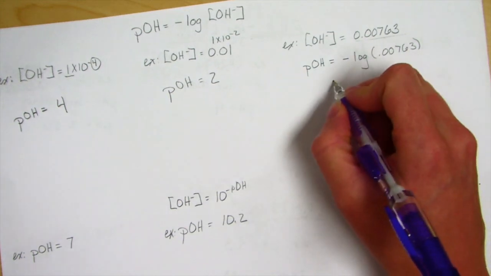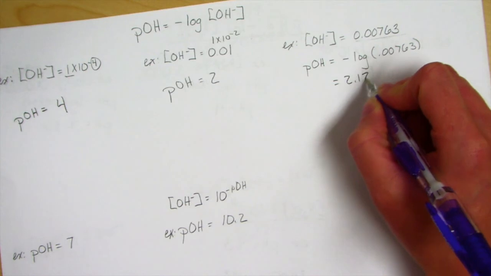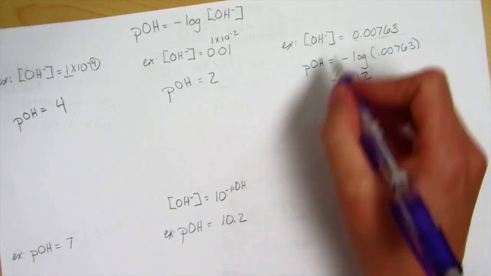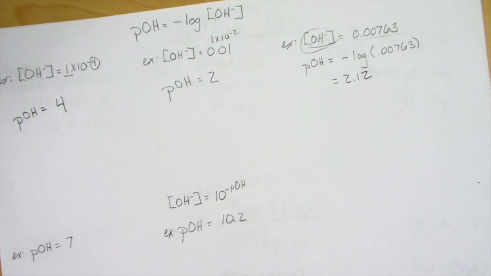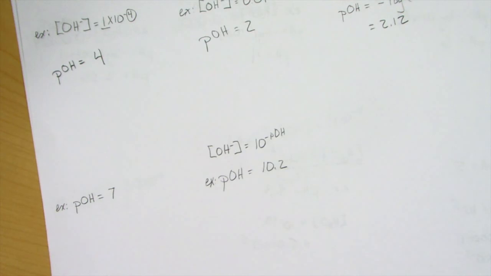And that comes out to be 2.12 for our pOH. So again, we're really not doing anything different than we did on the pH side, but our numbers are looking at the OH minus ions in our solution instead of the H3O plus or the H plus ions.